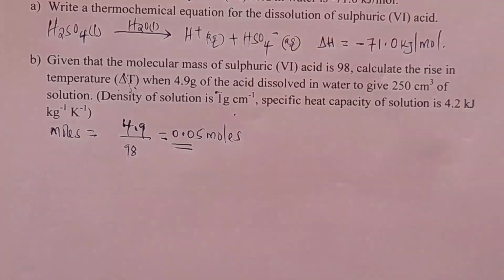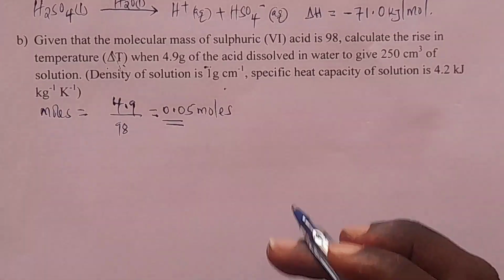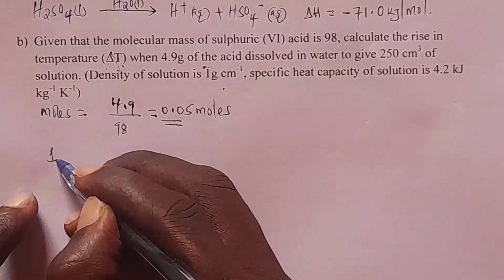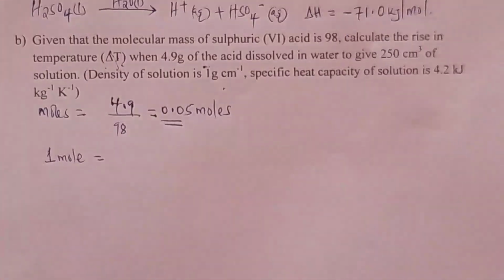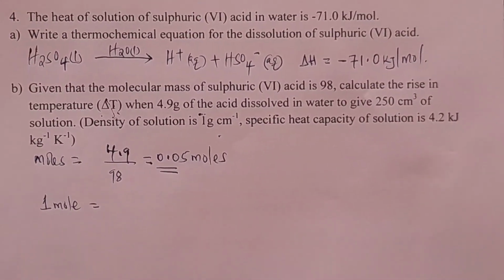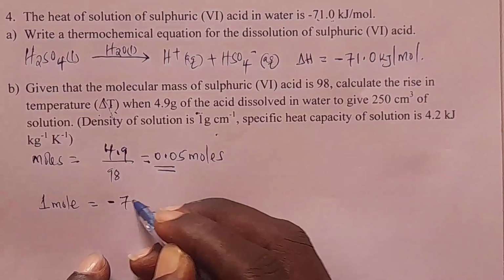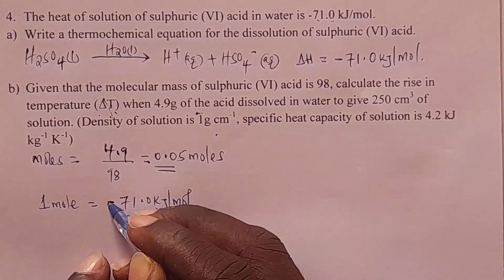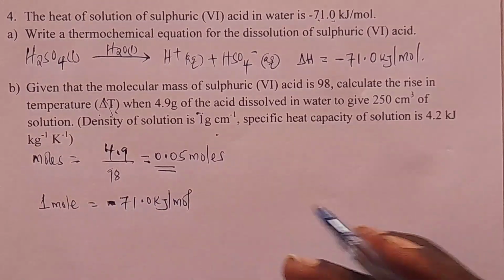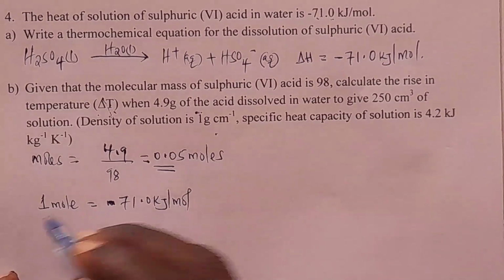Thereafter, we are supposed to get the enthalpy change. How are you going to get the enthalpy change? We say 1 mole of this sulfuric acid produces this amount of heat change, that is negative 71.0 kilojoules per mole. We are going to leave the negative sign, because it is only telling us whether this reaction is exothermic or endothermic.